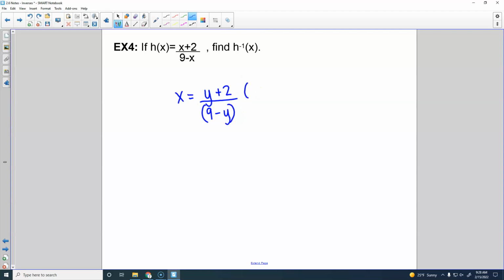You're going to multiply by 9 minus y on the right-hand side, which is just going to cancel because this is in the numerator, this is in the denominator. And then we're going to multiply by 9 minus y over here on the left-hand side. So I'm going to have x times (9 minus y) equals y plus 2.